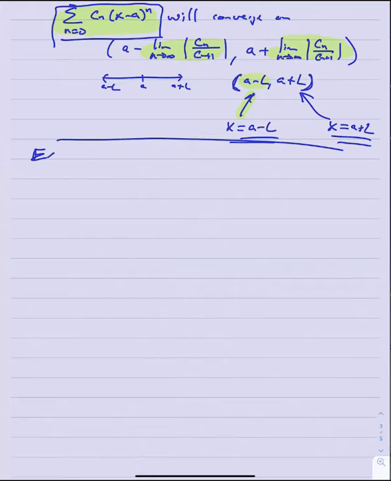Okay, for example, let's take something like the infinite series n equals, let's say, 1 to infinity of negative 1 to the n plus 1 times 2 to the n x to the n over n times 3 to the n. You may notice that I've slipped something in there on you. I didn't start this lower index value at 0. I started it at 1.